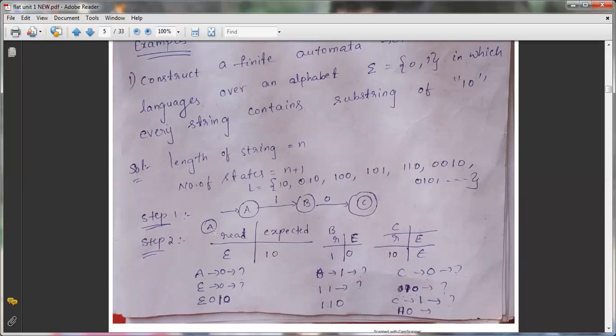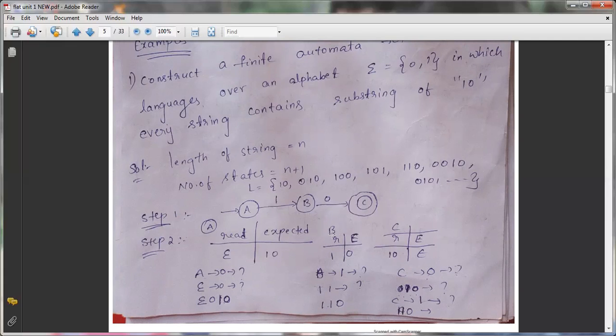So first, coming to A, the initial state is A. In step 2, we have to calculate the read and expected values. What is the read value of A? You are not reading anything here, so that will be epsilon. If you are not reading anything, you should say it as epsilon. What is the expected value to reach the final state? That is 1, 0.